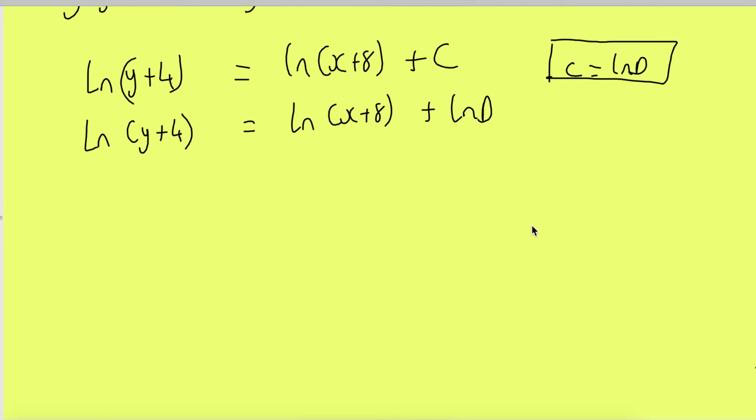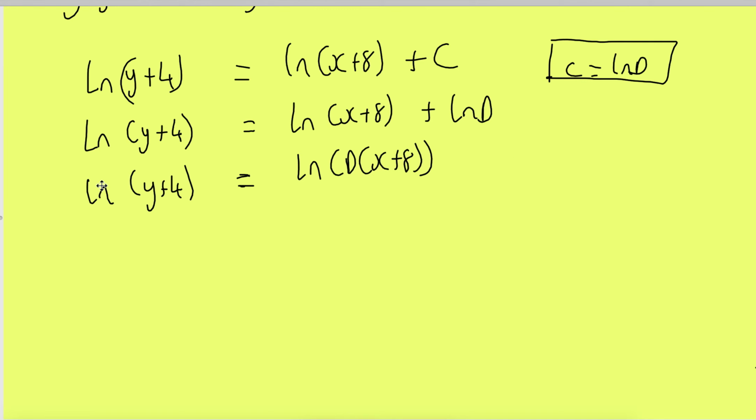So the first thing I need to check is, are there numbers in front of these ln's? No, there's not. So that means I can just go straight to combining them together. And when you combine two ln's through adding, it becomes a multiply. So that's ln of d times x plus 8.